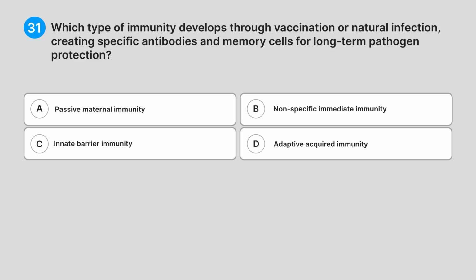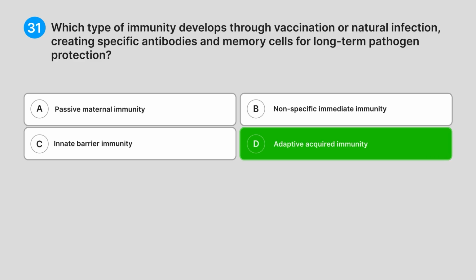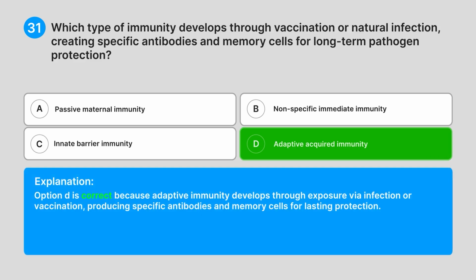Correct answer, D. Adaptive acquired immunity. Explanation. Option D is correct because adaptive immunity develops through exposure via infection or vaccination, producing specific antibodies and memory cells for lasting protection.